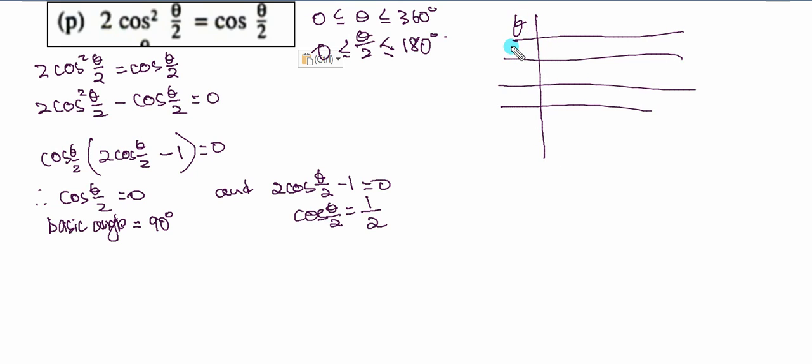Theta. Okay. Sine theta. Cosine theta. Is 0 and 90 degrees. For cosine, 0 is actually 1. Then cosine 90 is actually 0. Okay? Now, so cosine theta over 2 is equal to 0. So this angle inside, or theta over 2, must equal to 90. Okay? So this one gives you 90 degrees.